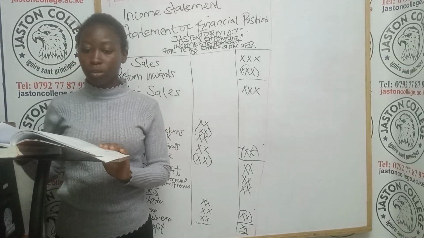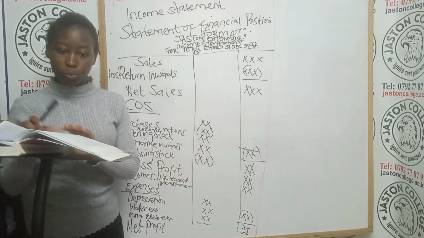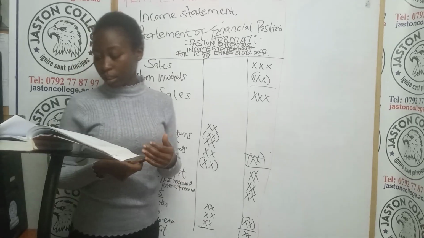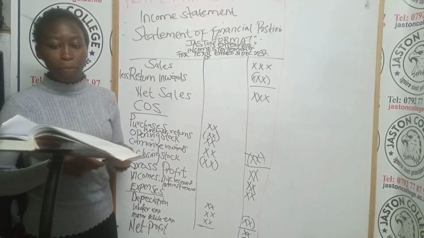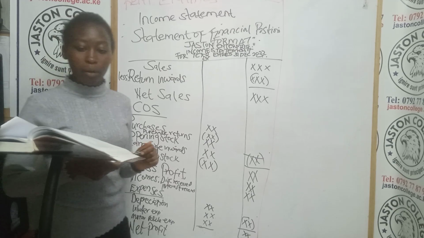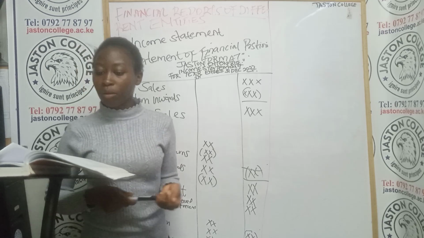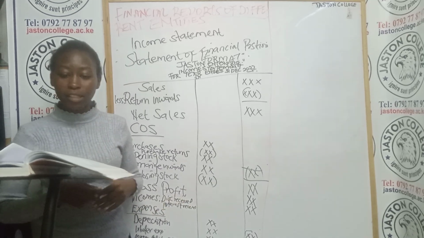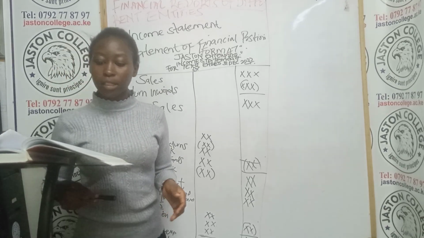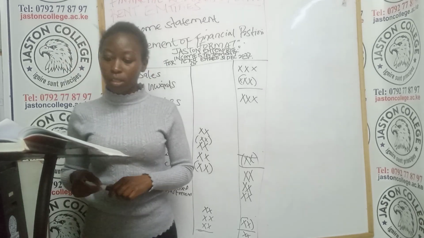So that is basically our format, and we are going to do a question. This question comes from a council paper, November 2016. And we have our question here. It reads, the following trial balance was extracted from the books of Jessica Pendo as at 31st October 2016. We have the shillings quoted in thousands.